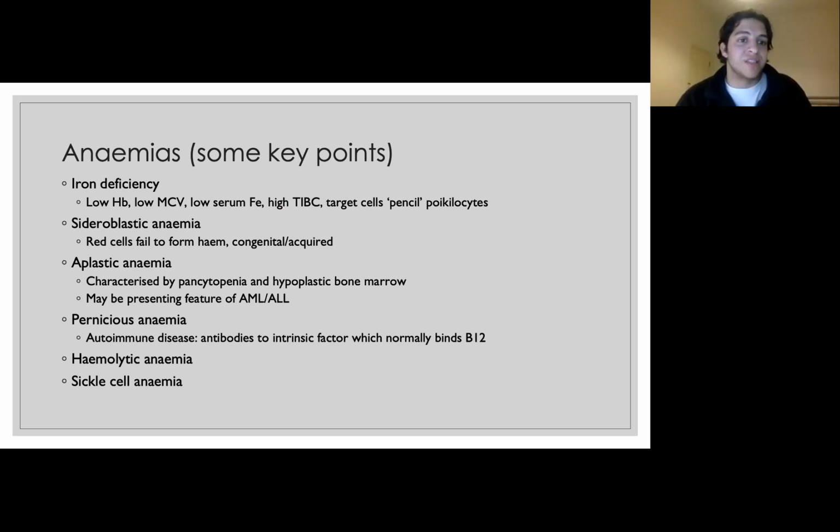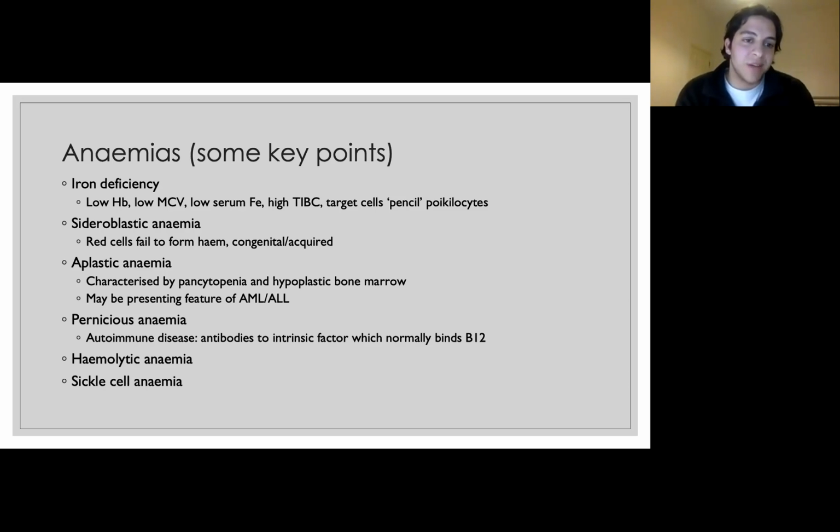And the last bit on anemias, I'll just quickly rattle through a few. In iron deficiency anemia, obviously you'll have a low hemoglobin because that's the definition of anemia. A low MCV, so that means it's microcytic. They're iron deficient, so they'll have a low serum iron. They'll have a high TIBC. TIBC is what the iron binds to. So if there's not a lot of iron floating around to bind to the TIBC, then the amount of TIBC available for binding is going to be high. And a buzzword for iron deficiency anemia is target cells, or pencil poikilocytes.